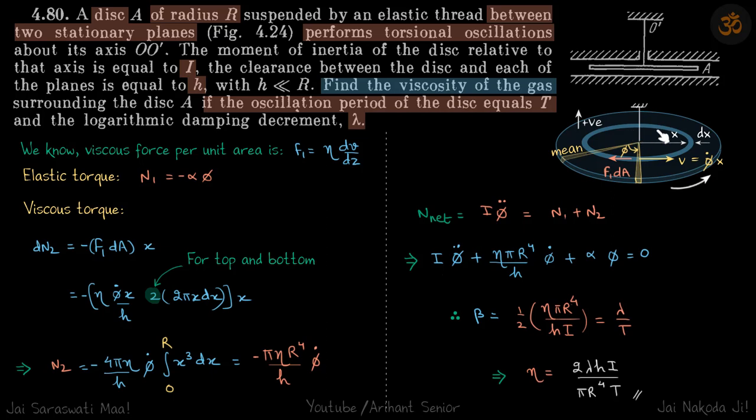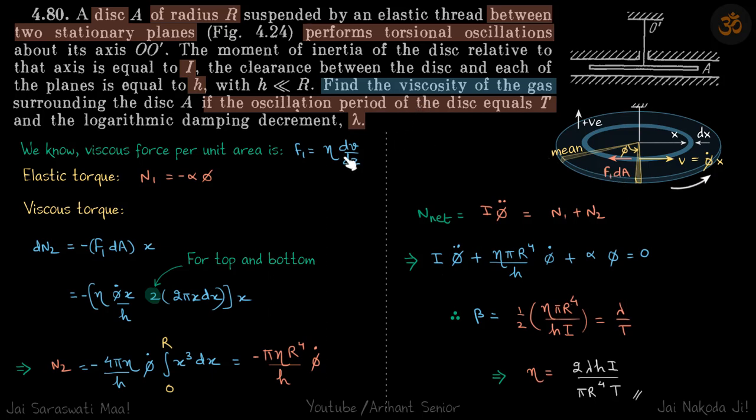So when you turn this disk, there will be two torques that act on the disk. One is due to the elastic nature of the thread, and that will be proportional to the angle turned. And the second will be the viscous force that's going to resist the motion. So we'll calculate both of those torques separately and then add them, just like we did in the previous problem.